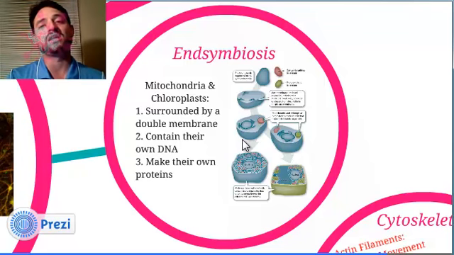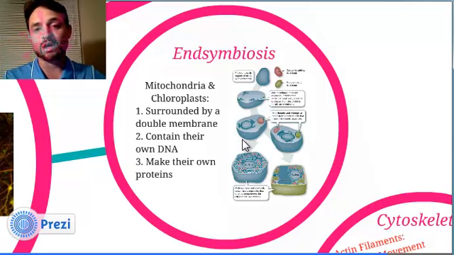Now, this DNA doesn't hold the information for every function that the mitochondria and chloroplasts do, but it does hold the information for a lot of their functions. And they also make their own proteins. They don't make all of their own proteins, but they do make some of the proteins they need to function correctly. So you've got these unique organelles inside of the cell, the mitochondria and the chloroplast, that seem to point towards that evolutionary process of going from prokaryotic cell to eukaryotic cell.